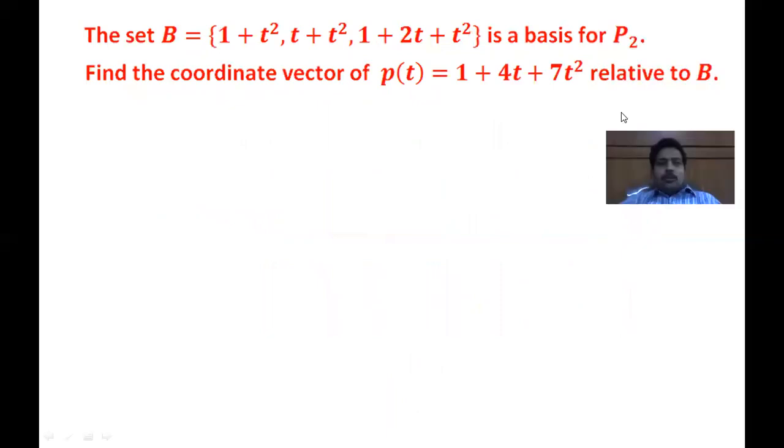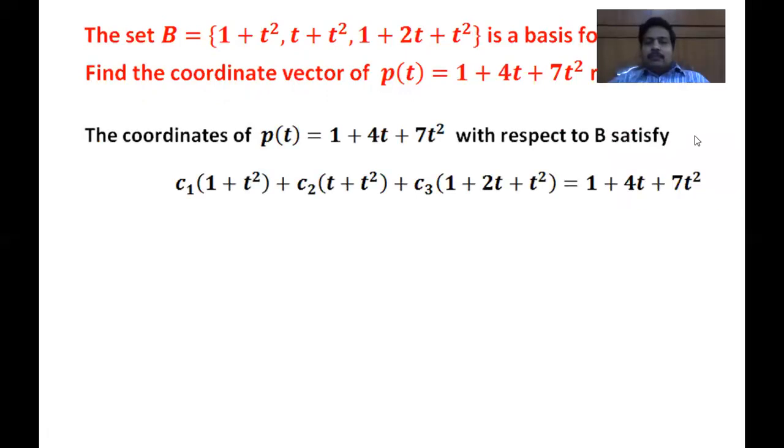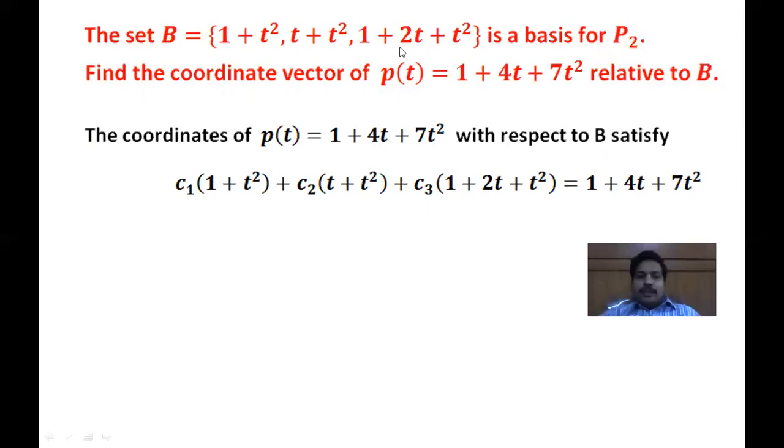And let us go through one more problem. The set B equal to {1 + t², t + t², 1 + 2t + t²} is a basis for P2. Find the coordinate vector of p(t) = 1 + 4t + 7t² relative to B. This is also similar to the problem which we have gone through earlier. Again, this vector is to be written as a linear combination of these 3 vectors.